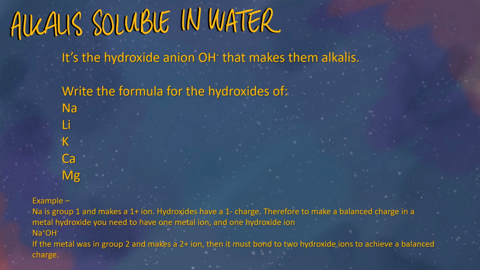If the metal was in group 2 and makes a 2+ ion, then it must bond with two hydroxide ions to achieve a balanced charge. So we're just trying to balance the charge here. All of these will have a positive charge, but depending on what group they're in, you need to figure out what charge they'd have. If they've got a +1 charge, then it would only need one hydroxide ion to balance it out. If it's got a +2 charge, it would need two hydroxide ions to balance it out.